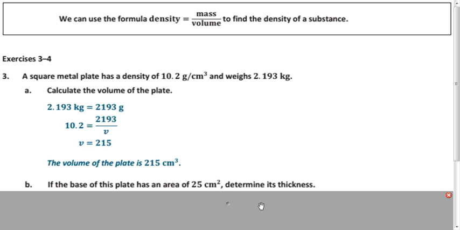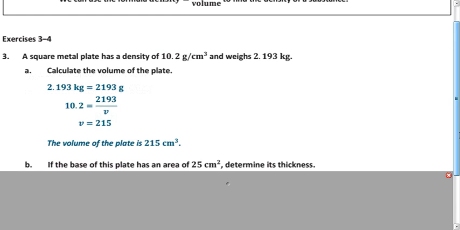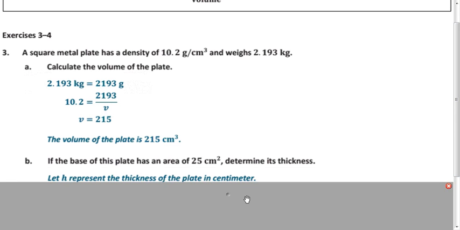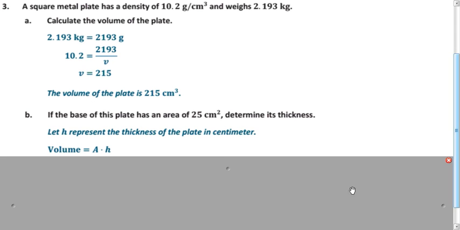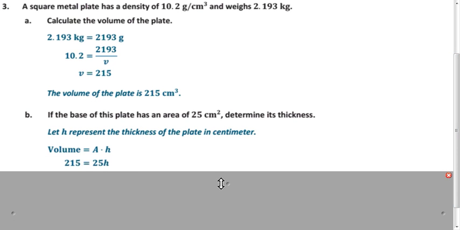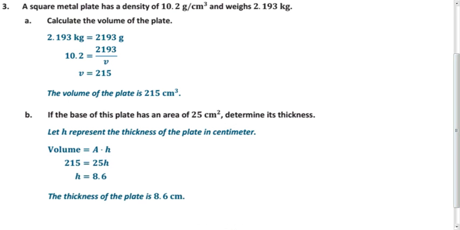How can we figure out the thickness of this plate? So remember, it's a square metal plate. We know its volume and the area of the base. How do we find the thickness or the height? Well, we know that volume is the area of the base times the height. We're using the letter A for the area of the base. Sometimes we use capital B. It really doesn't matter. Divide by 25, and we get 8.6 centimeters.